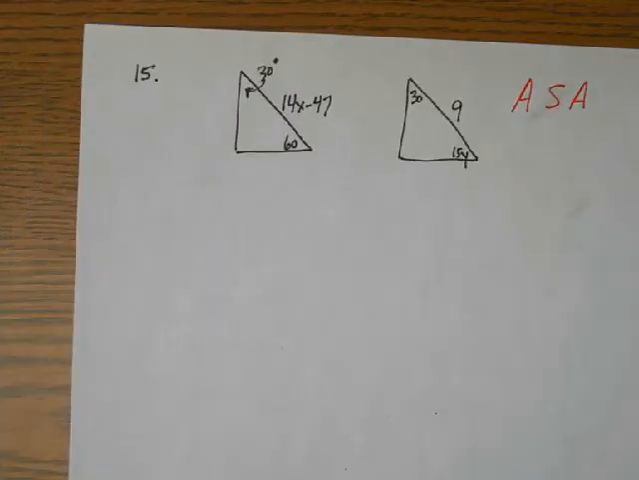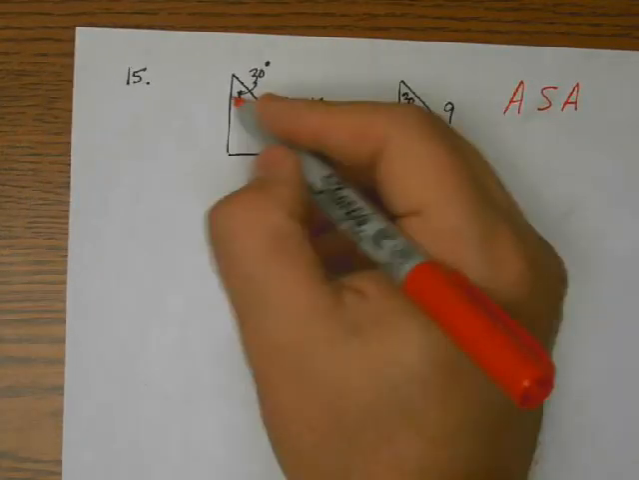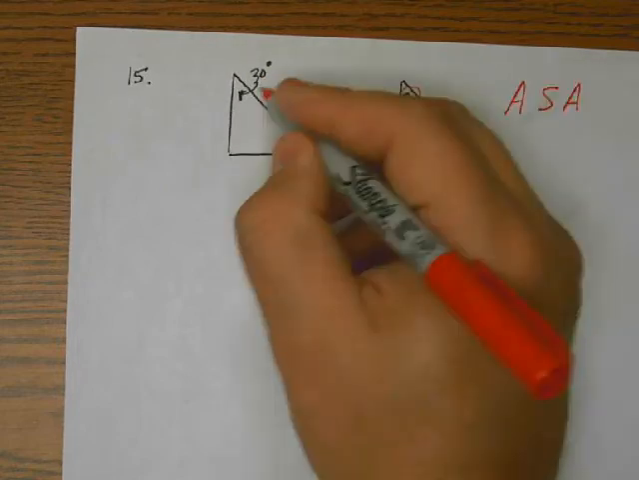Okay? And so, the angles would have to be congruent. 30 and 30. That makes those good.